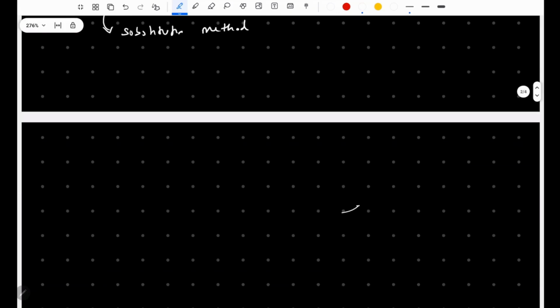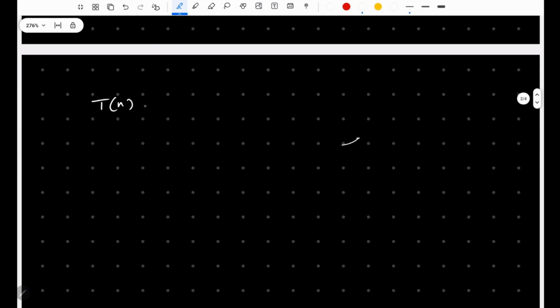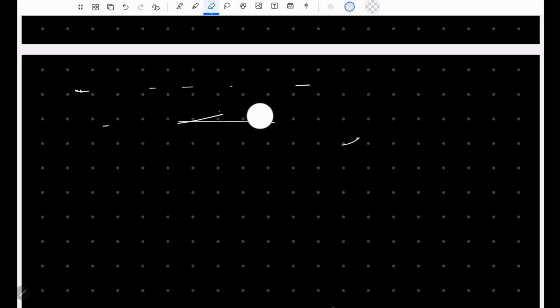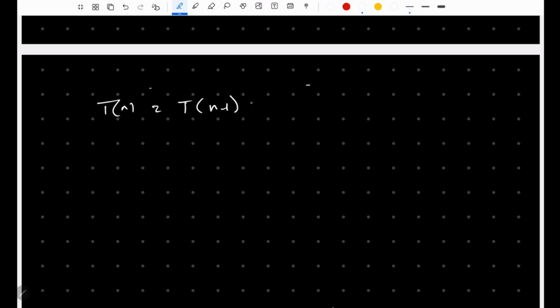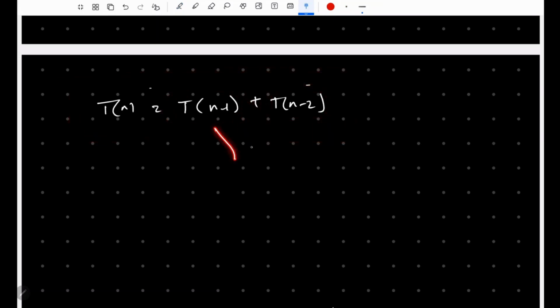On the contrary, if you have two terms, like the Fibonacci series example we took before, t of n is equal to t of n minus 1 plus t of n minus 2, you can see there are two recursive terms in your whole recurrence relation. In this case, you will go with the recursive tree method.